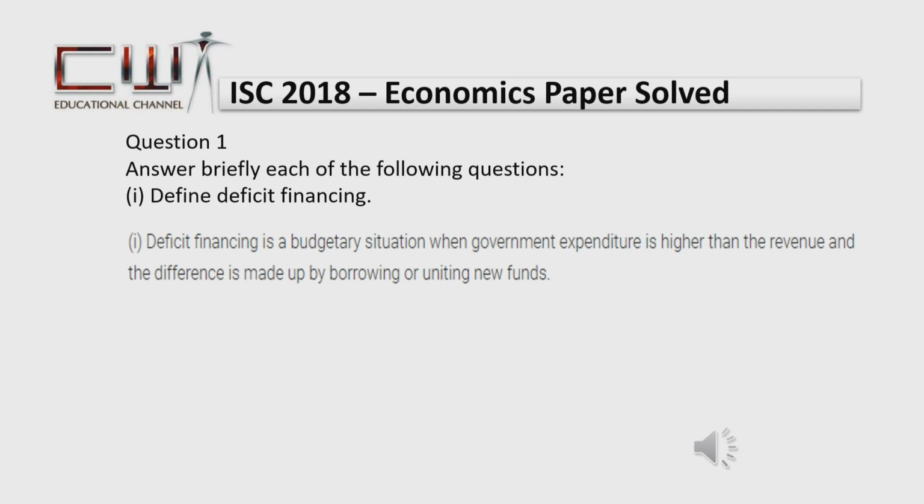Taking the first part of first question, which is define deficit financing. So deficit financing is a budgetary situation when the government expenditure is greater than the revenue which the government is getting, and the difference is made up by borrowing or creating new funds. So when government expenditure exceeds government revenue, the difference is the deficit and it is financed by making new funds available.